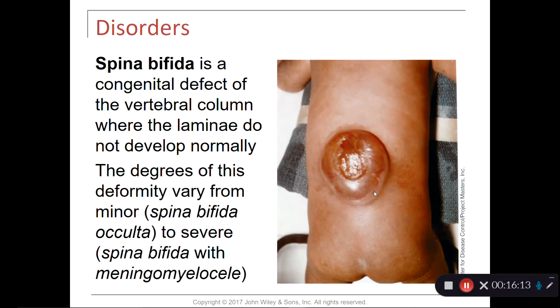With that, that is the end of our discussion of the spinal cord. We will be finishing off this chapter, chapter 7, with a discussion on the ribs, the sternum, and that will be it.